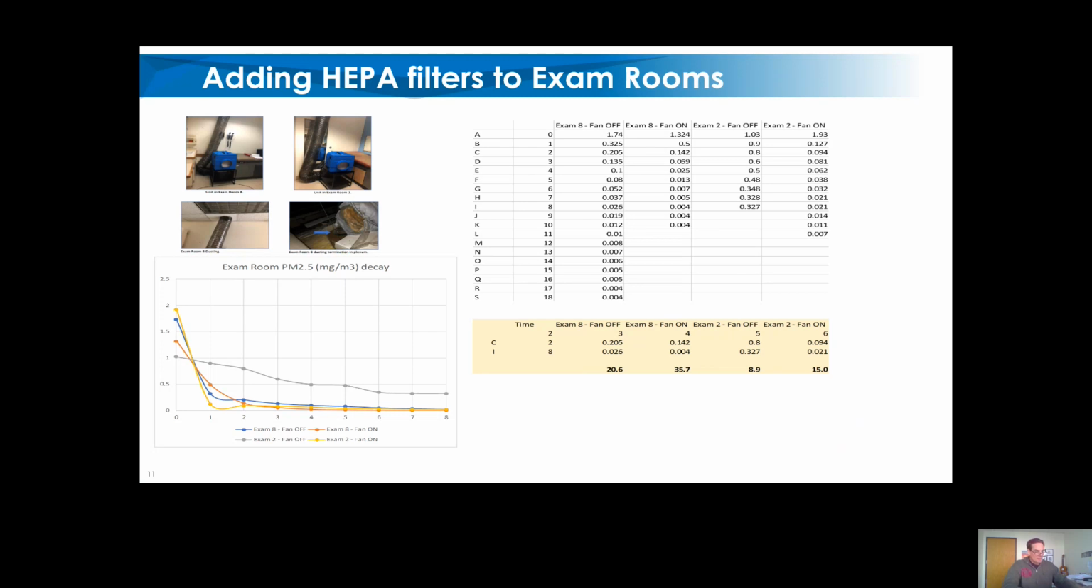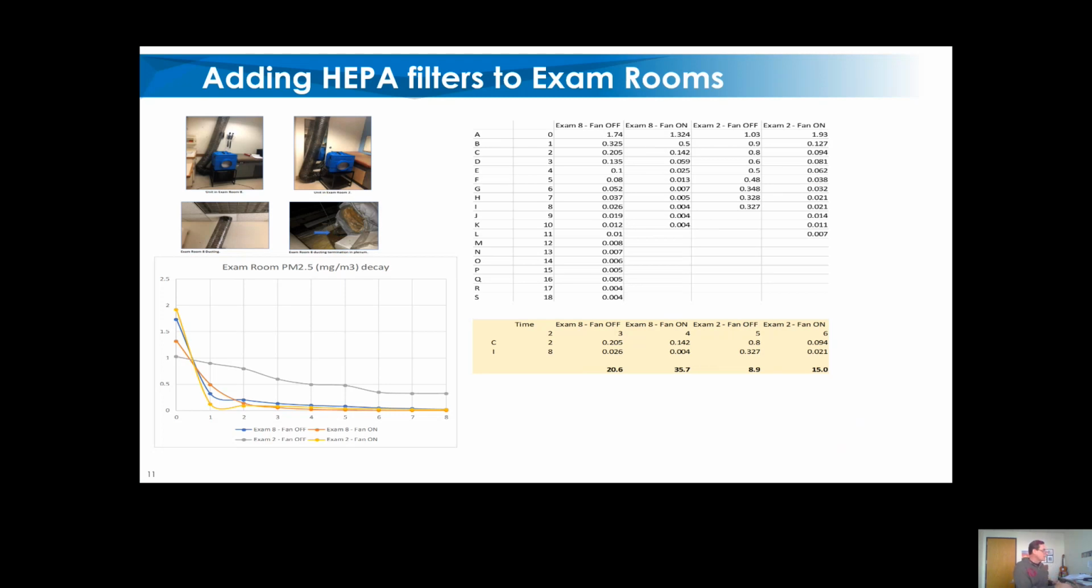These are some actual exam rooms in Colorado, actually. They've added portable HEPA units ducted out of the room. You can see the pictures up there. And these tests were taken with the fan off and then with the fan on. The contaminant was hairspray. Measured contamination in these rooms was between 9 and 35 air changes.